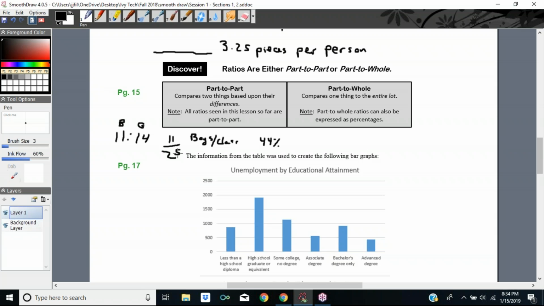11 divided by 25 is 0.44. And so 44% of the students are boys, I could say. Or I could say 56% of the students are girls, 14 to 25. So 56% are girls and 44% are boys. So we could do part to whole and make that a percentage. So that would be giving this a quantitative piece, so thinking quantitatively, bringing it more than just writing the ratio.